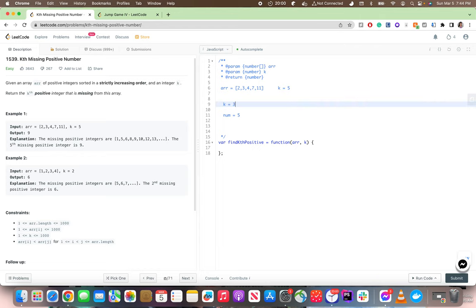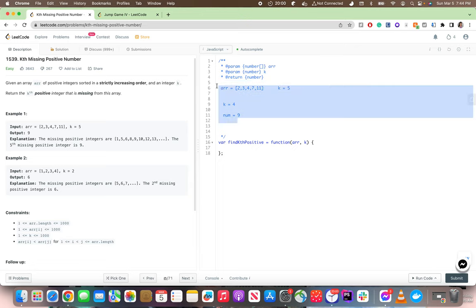What is the third missing number? After 5, 6 is not here, right? So the third missing number is 6. What is the fourth missing number? 7 is here, 8 is not here, right? So 8. What is the fifth missing number? 9. So the answer is 9. Okay, this is pretty straightforward, I think.